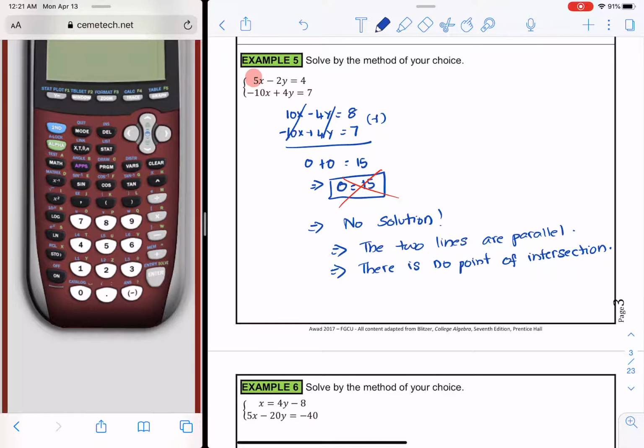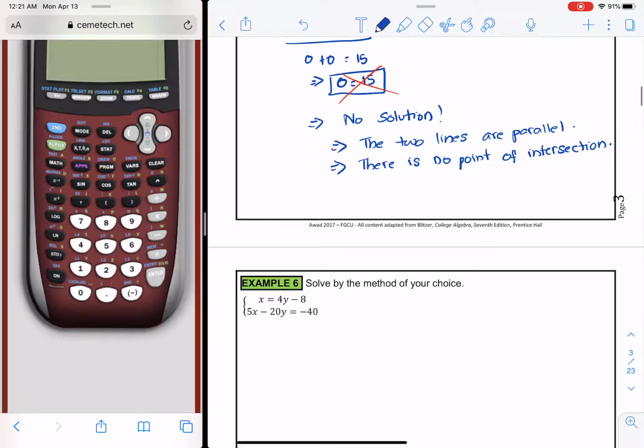Parallel lines do not intersect. And the system is inconsistent.